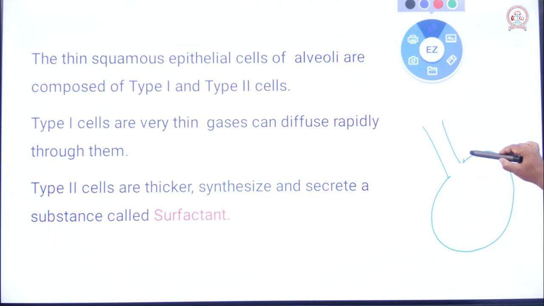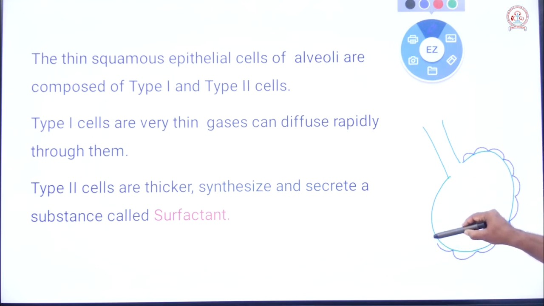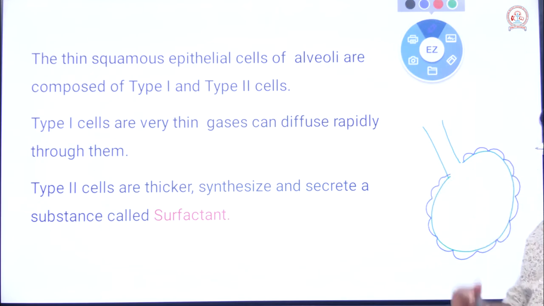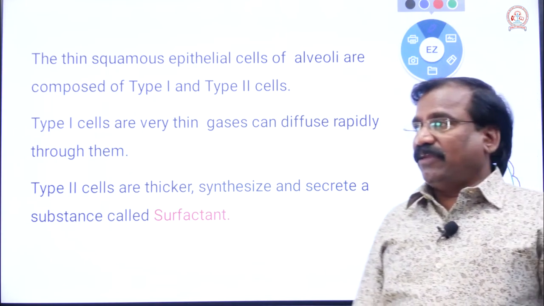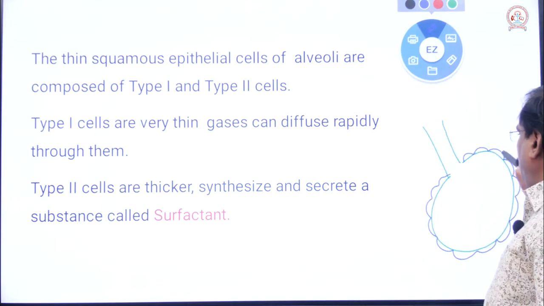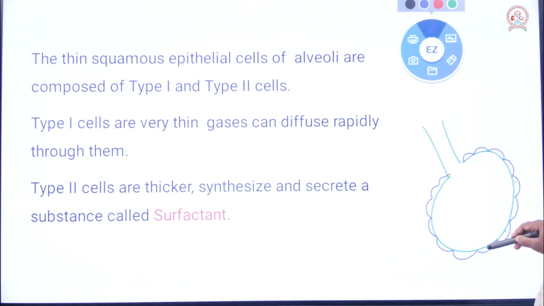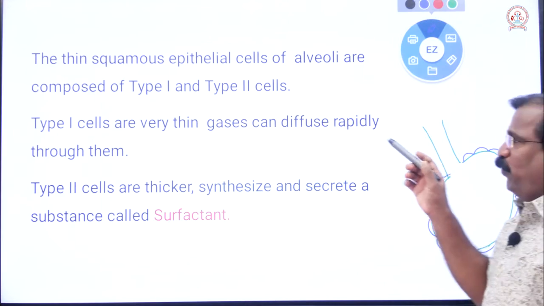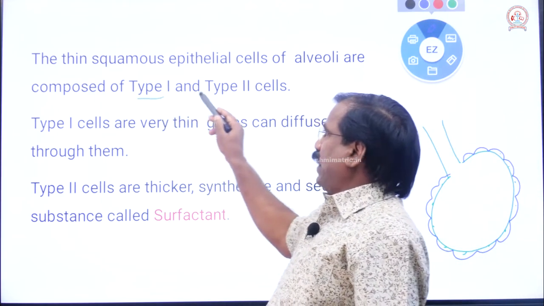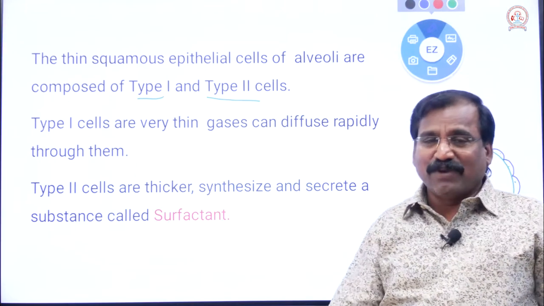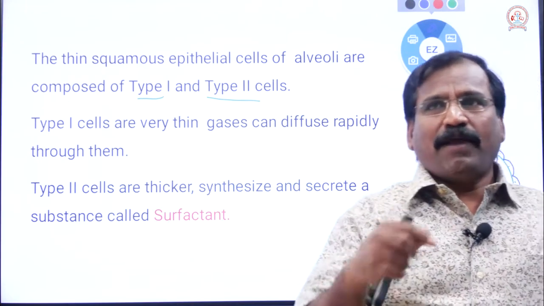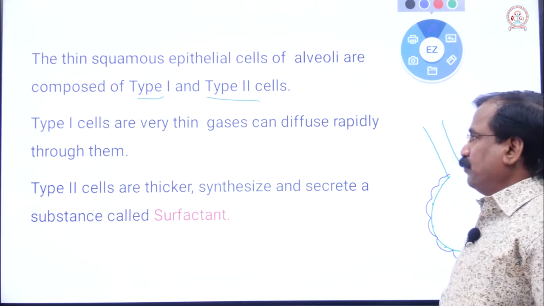So that lining of the alveoli is lined with the squamous epithelium, a thin layer, which is one of the layers of the diffusion membrane. So this squamous epithelium of the alveoli is made up of 2 types of cells, type 1 and type 2. Very easy, the names are difficult. Type 1 and type 2.